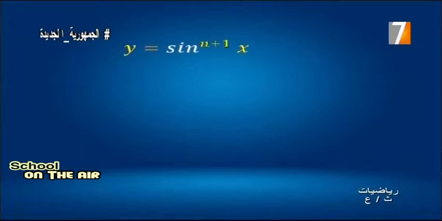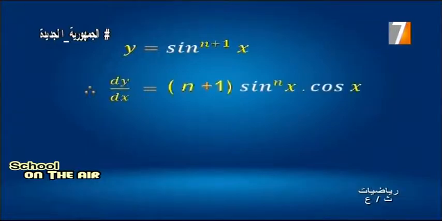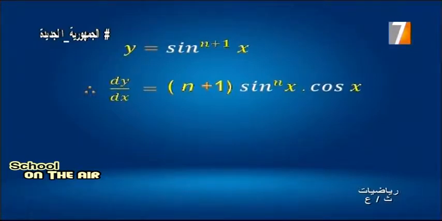The function y equals sine to the power n plus 1 of x is a trigonometric function, and sine to the power n plus 1 must be differentiated by the rule: dy/dx equals (n+1) multiplied by sine to the power n of x times the derivative of sine x, which is cosine x. Remember that the power n plus 1 is a constant real number, but the variable is x.